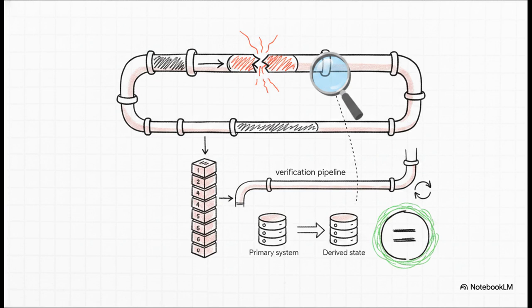We can literally take our immutable log, run it through a parallel verification pipeline in the background, and make sure the derived state perfectly matches our primary systems. If a rogue bug ever corrupts our search index, we don't lose the data. We just fix the bug, wipe the index, and replay that immutable log from the beginning. It is literally like time travel debugging for your entire backend.